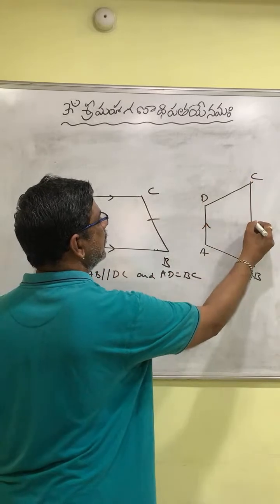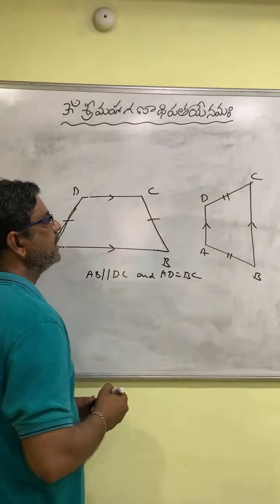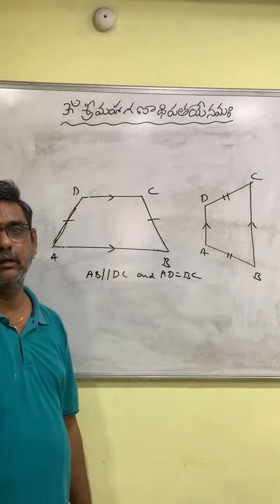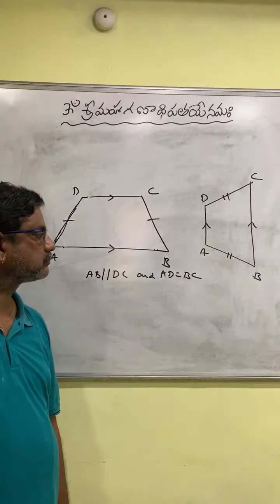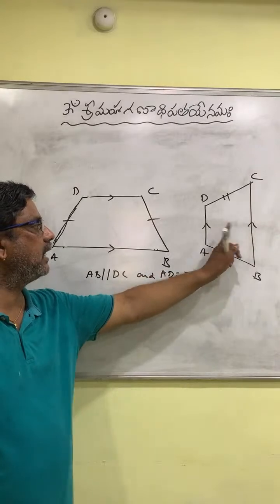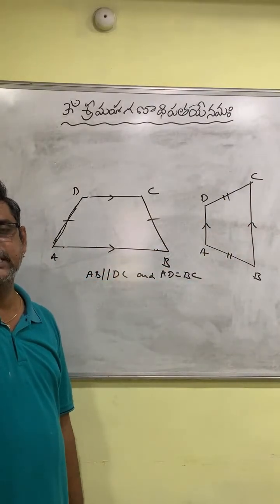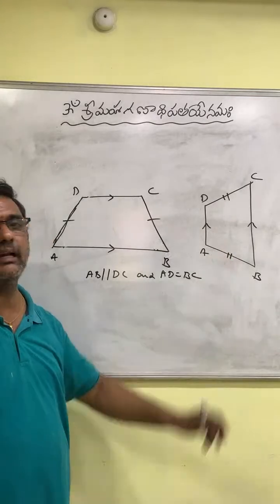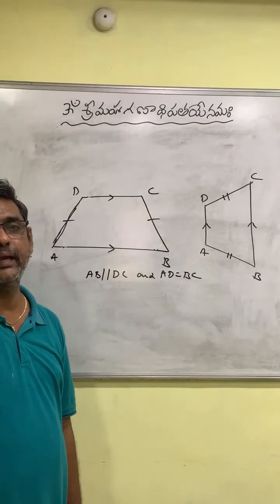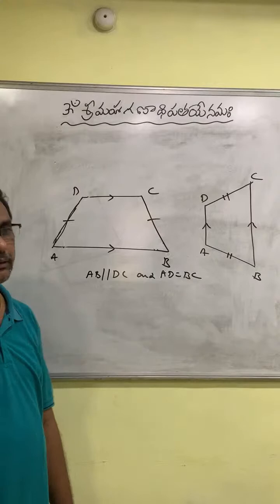Here AD is parallel to BC, AB is equal to DC. This is also an isosceles trapezium. One pair of opposite sides are parallel and the other pair is equal. So such quadrilaterals are called isosceles trapeziums. Okay? Now, what are the properties of an isosceles trapezium?